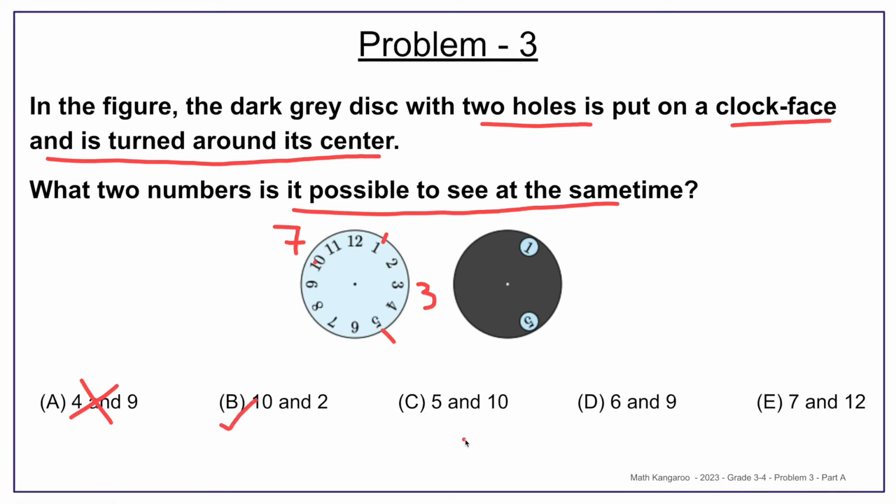Let's check other options. 5 and 10. So we have 5. 1, 2, 3, 4. We need 3 in between. So this is not our answer. 6 and 9. So 6 and 9, 2. Not possible. 7 and 12. 7. 1, 2, 3, 4. We need 3 or 7 in between. So this is not our answer. So our answer is option B, 10 and 2.